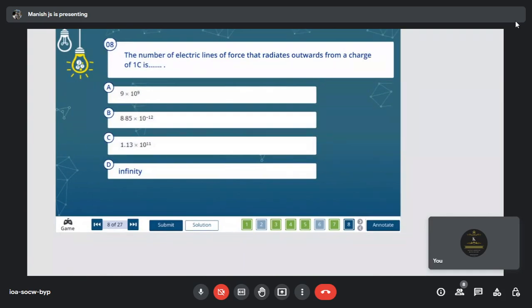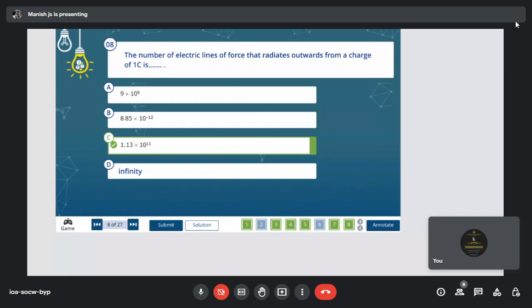The number of electric lines of force that radiates from a charge of 1 coulomb. Option A. 9 into 10 power 9. Okay. No, it's not option A. Infinity. No, it's not infinity also. It is 1.13 into 10 power 11. So how are we getting this number? Anybody? How are we obtaining this number of electric lines of force that radiates from a charge of 1 coulomb?